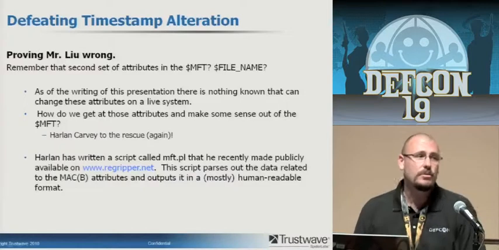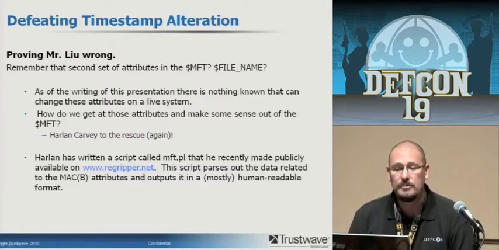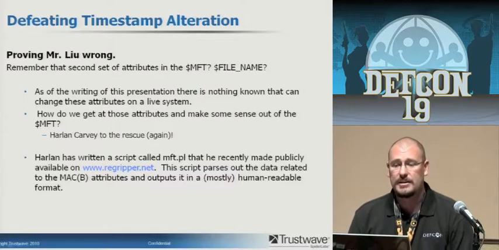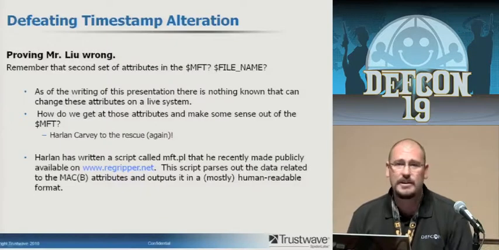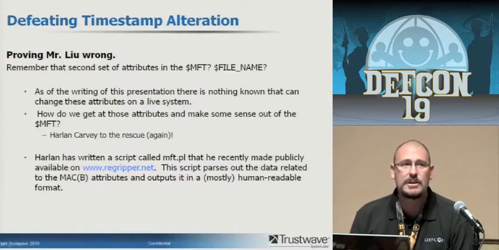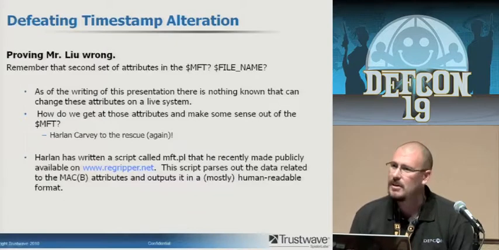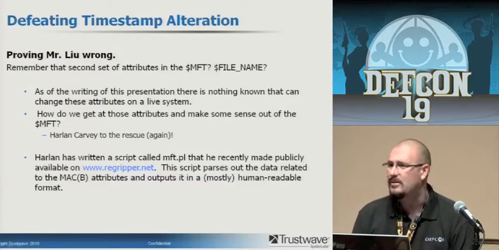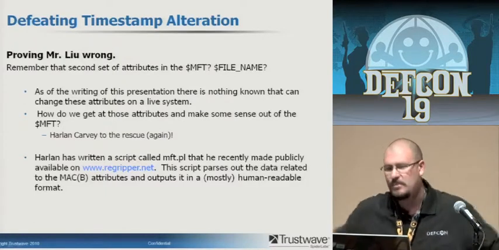And we're actually going to defeat timestamp alteration, or at least show you how you can figure it out, right? So here's where that second set of timestamps in the master file table comes in. $FILE_NAME, right? It's not accessible to anything but the system kernel. As of the writing of this presentation, there is nothing known that can change these attributes on the system short of extracting it, modifying it, and putting it back on a live system. So it's not feasible. It could be done, but it would be a mess.